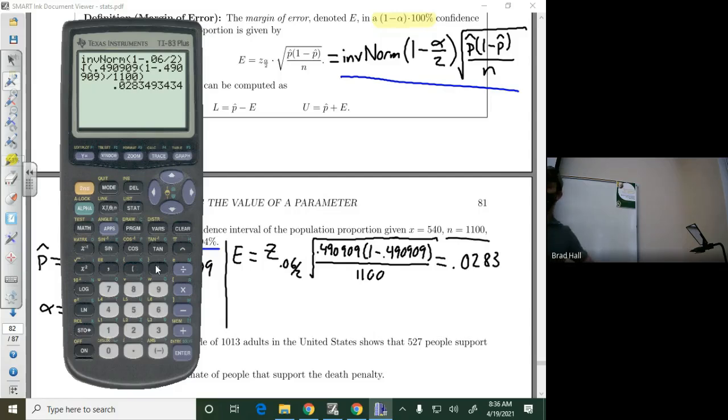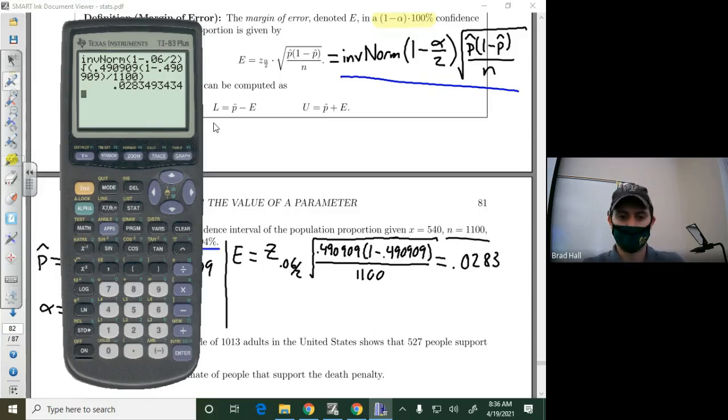Let me make sure I say this right. Keep your mean, so mu as 0 and your standard deviation as 1. That should come as default. If not, make sure your mean is 0 and your standard deviation is 1. Your area should be 1 minus 0.06 divided by 2. That should be your area. So that's a good question.